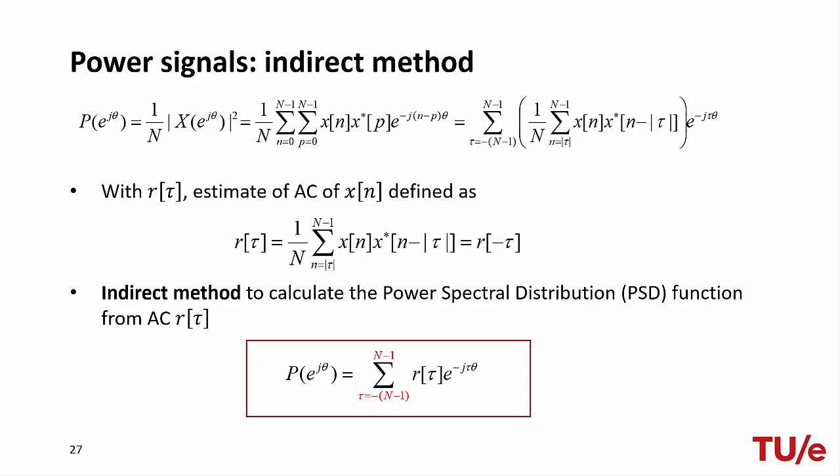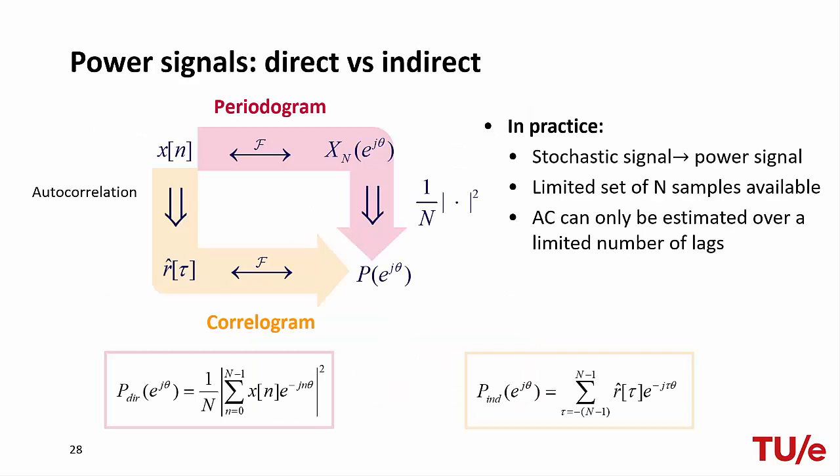And again, very similarly, we can obtain the indirect method to calculate the power spectral density as the Fourier transform of the autocorrelation function. In this case, however, we use an estimate of the autocorrelation function calculated on a limited set of time lags. If you are interested in the full proof, you are welcome to check out the reader. To summarize, most stochastic signals are aperiodic power signals, of which we have only a segment of n samples available.